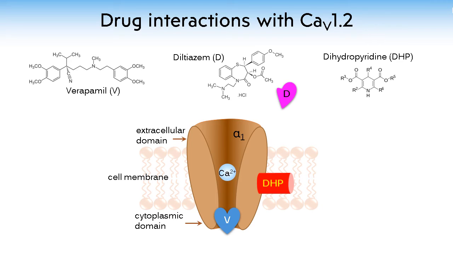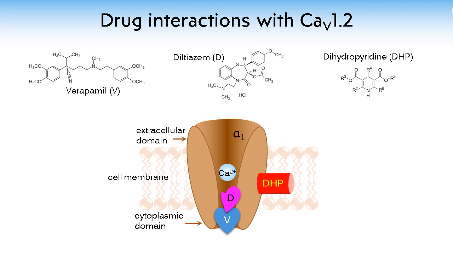This symbol represents diltiazem, with both heart and vascular actions. The diltiazem binding site shows some overlap with the verapamil site and is also inside the pore, on the cytoplasmic side of the selectivity filter. Therefore, diltiazem can also physically impede calcium ion flux through the channel. It's not a pure pore blocker though. It has an additional allosteric action like the dihydropyridines to promote channel closure.